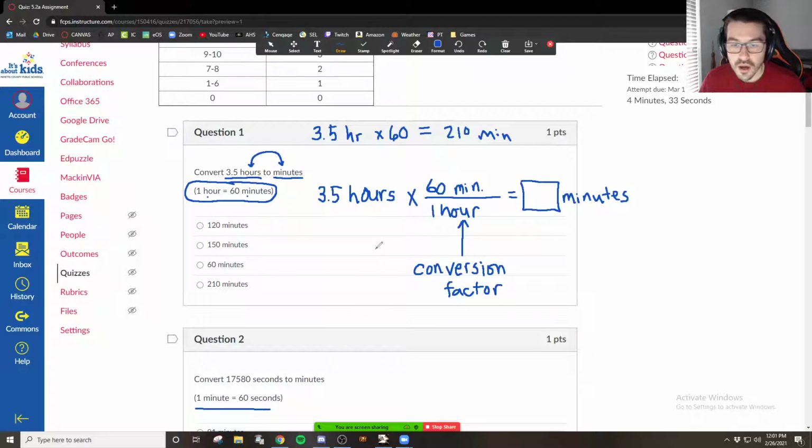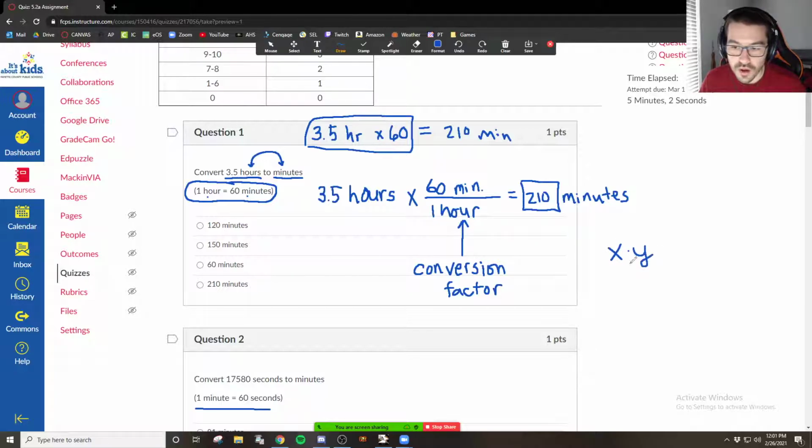Okay, so what happens here is now we can just do the calculation. 3.5 hours times 60 minutes per hour. 3.5 times 60, same calculation as up here, divided by 1. That's not going to change anything. This is still going to give us 210. The units cancel.